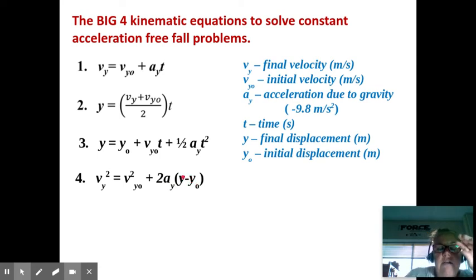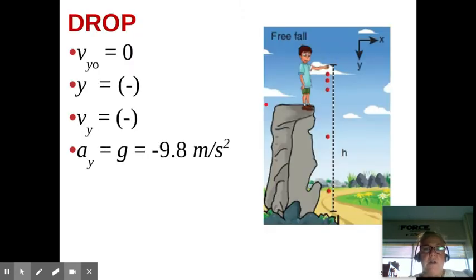Now the thing with these equations is that your a sub y, that is the acceleration in the y direction, which you can see up here, is, of course, gravity. So anytime you have a free fall problem and you see a of y, or you see acceleration and you know it's a free fall problem, you automatically know that a of y is going to be gravity, and that's negative 9.8 meters per second squared.